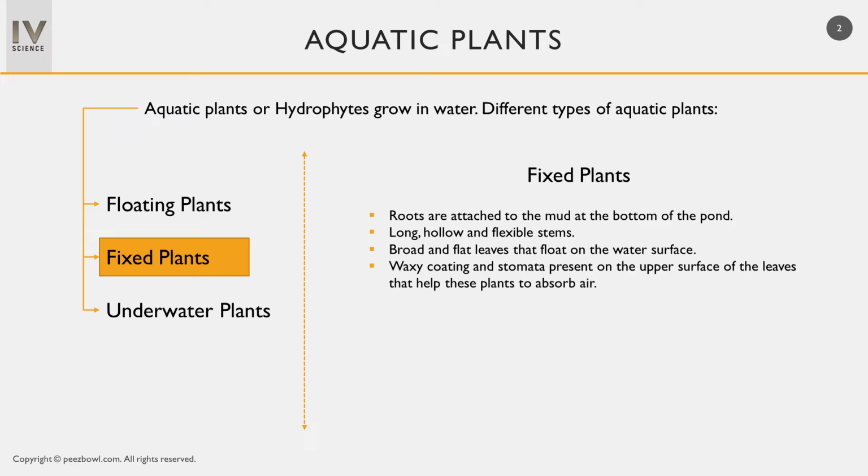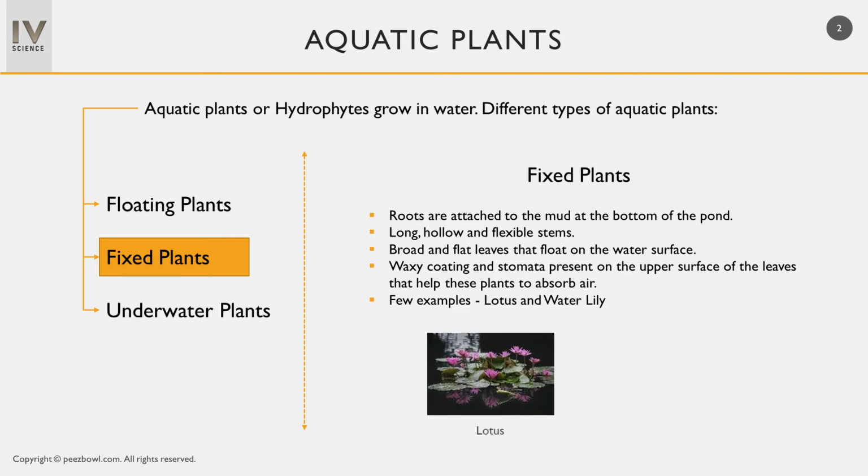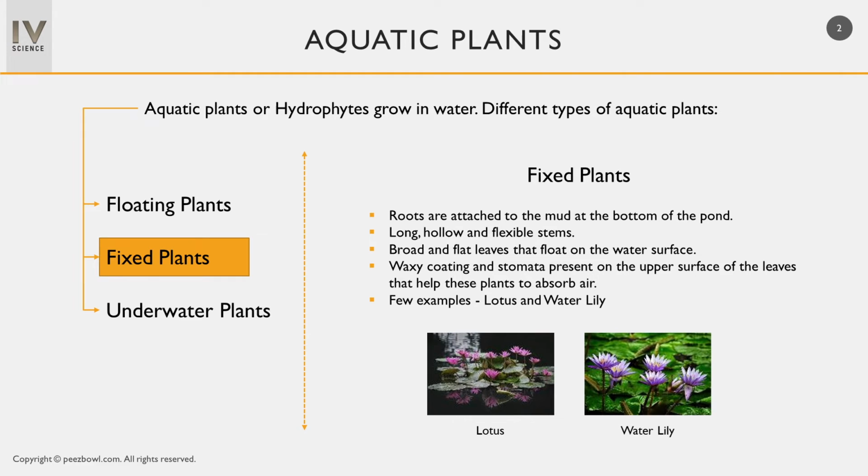Fixed aquatic plants have a waxy coating on their leaves. Their stomata are present on the upper surface of their leaves that help these plants to absorb air. A few examples of fixed plants are lotus and water lily.